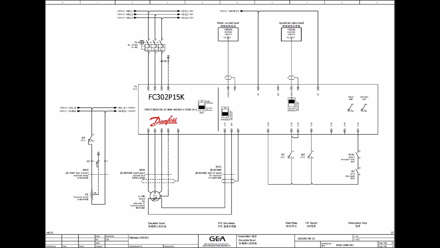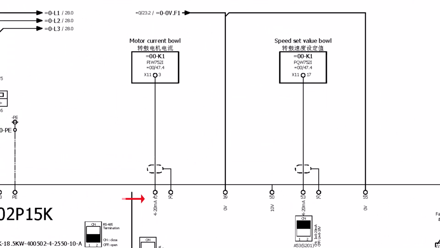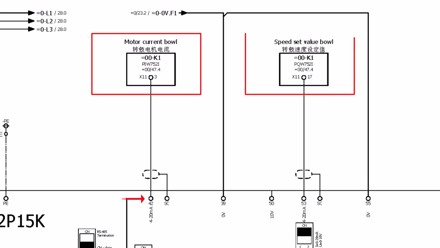Let's move to another example of PLC signals to identify them in the drawing and see how they connect and transfer to the PLC. It's very simple, just like we did before. Here we have two analog signals going to the PLC from the VFD. Let's see how the drawing guides us to locate the motor current bowl signal to identify.